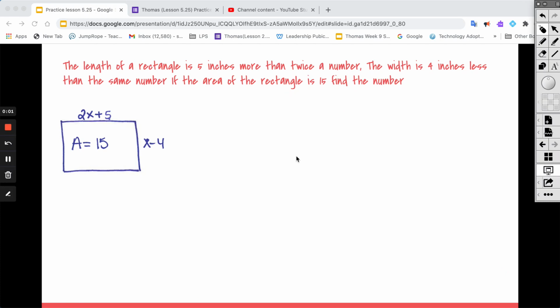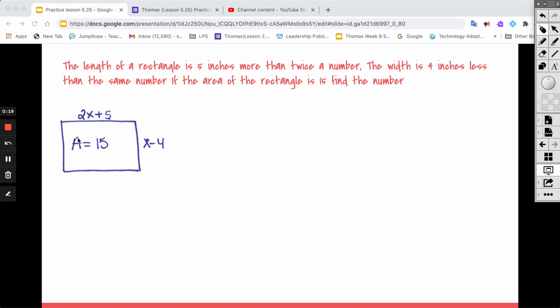So this says the length of a rectangle is 5 inches more than twice a number. The width is 4 inches less than the same number. If the area of the rectangle is 15, find the number. So here is a diagram that represents the situation that is described.